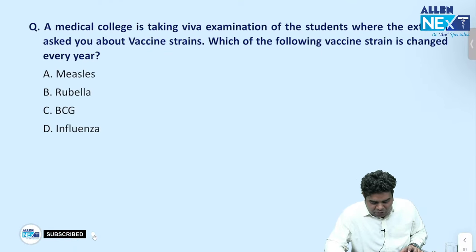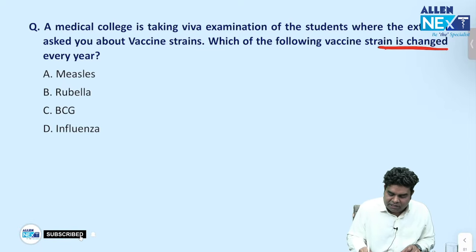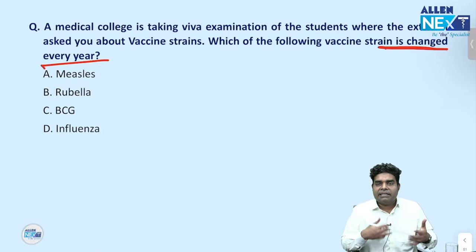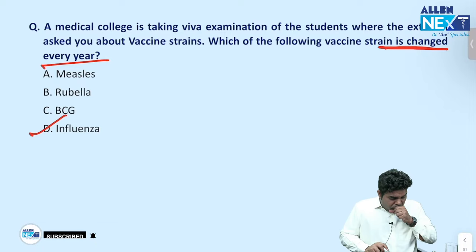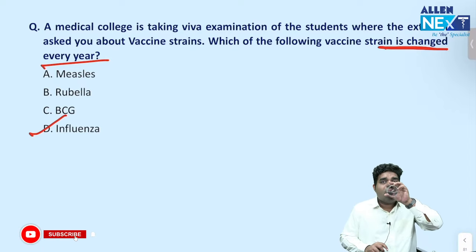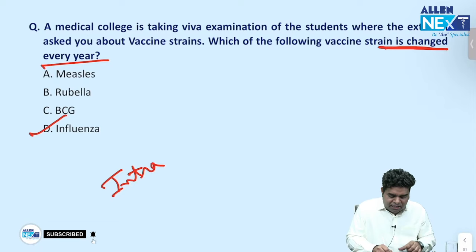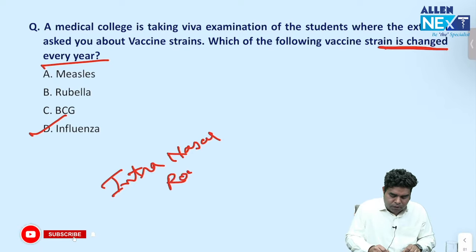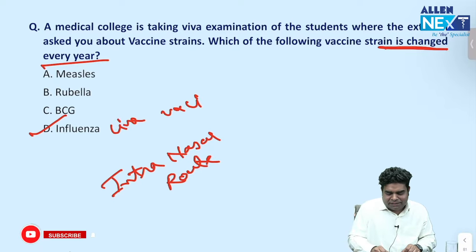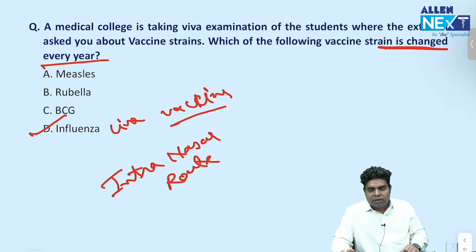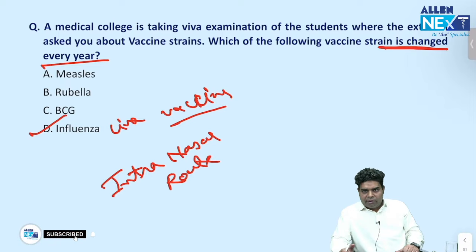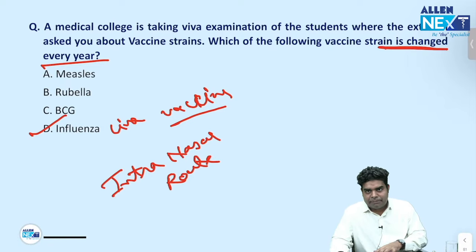A medical college is taking a viva examination of the student where the external asks you about vaccine strain. Which of the following strains is changed every year? Of course, virus vaccines go through multiple mutations. So the viral vaccine, influenza, gets changed every year. They can ask a second question from here. Which vaccine is given by intranasal route? So the intranasal route is the influenza live vaccine. Plus a recent corona vaccine, COVAX, is also given by nasal route. And Zydus Cadila DNA vaccine is also given by nasal route. But the live influenza vaccine is by nasal route.